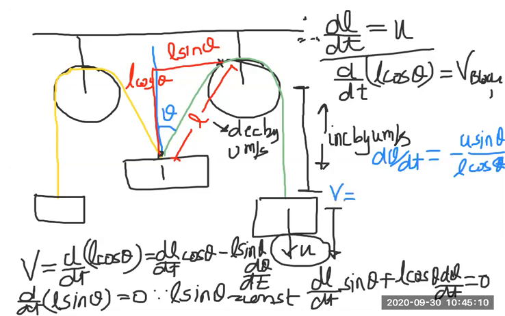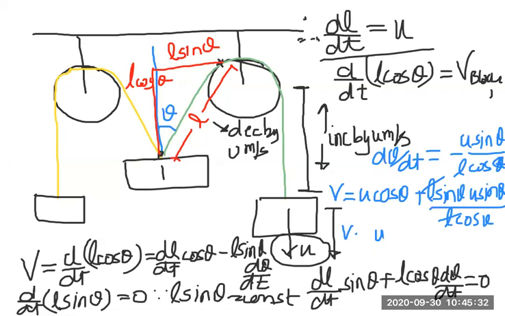And I'll place this d theta by dt value here. So I'll get v is equal to u cos theta plus L sin theta into u sin theta divided by L cos theta. ये कैंसिल हो गया. I'll get v is equal to u, मैंने कॉमन ले लिया, और ब्रैकेट में क्या आएगा, cos square theta plus sin square theta upon cos theta. Therefore v is equal to u upon cos theta.